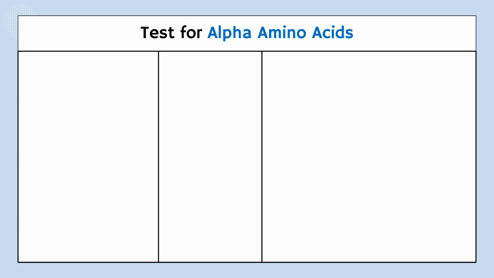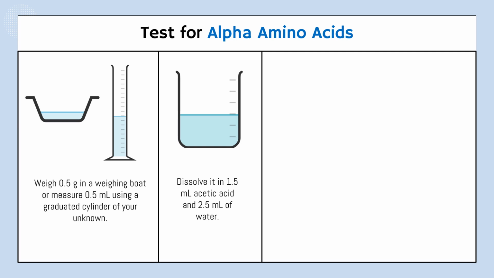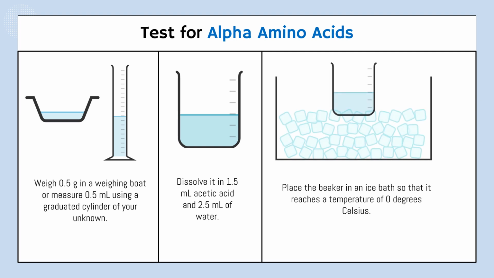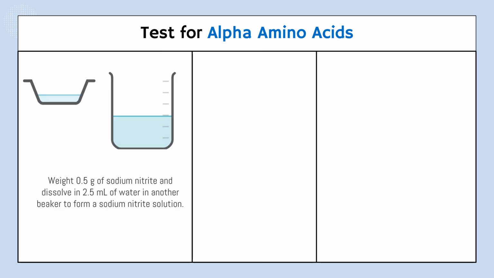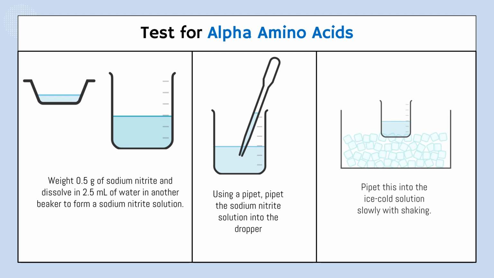Finally, the test for alpha amino acids. We measure 0.5 grams or 0.1 milliliters of our unknown and dissolve it in 1.5 milliliters acetic acid and 2.5 milliliters of water. We place the beaker in an ice bath so it reaches a temperature of 0 degrees Celsius. Next, we weigh 0.5 grams of sodium nitrite and dissolve it in 2.5 milliliters of water. Using a pipette, we will pipette the sodium nitrite solution into the dropper and into the solution slowly while shaking.